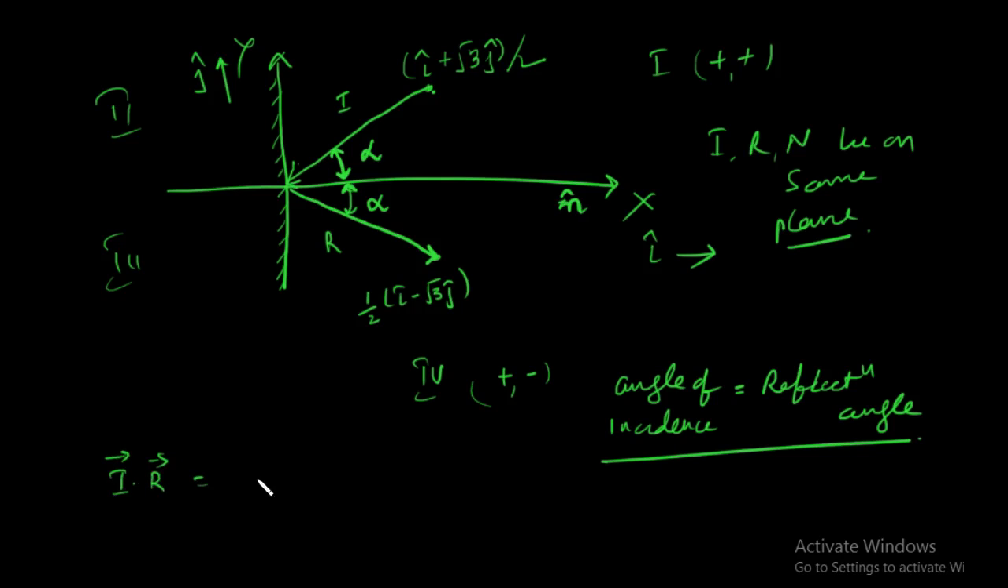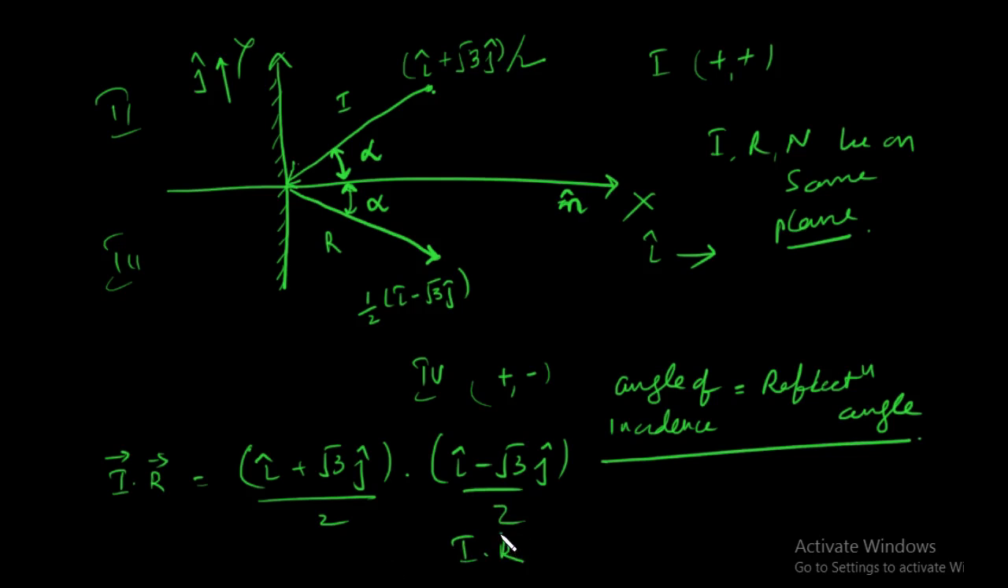So you see I dot r would be equal to I plus root 3j by 2, dot I minus root 3j by 2. So I dot r would be equal to I dot I is 1, I dot j 0, j dot I 0, root 3 times minus root 3 is minus 3. So 1 minus 3 by 4. This would be equal to minus half. I dot r is minus half.